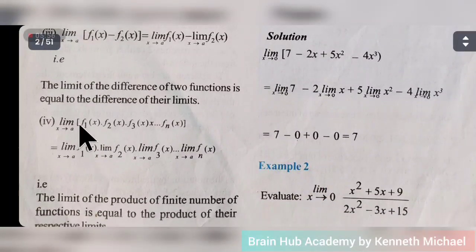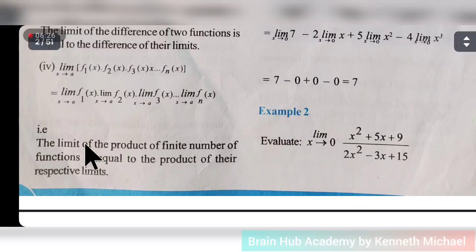So the next one is the limit of f1(x) times f2(x) multiplied down to fn(x). This limit can be the limit of f1(x) times the limit of f2(x) down to the limit of fn(x). So what it means is that the limit can be distributed over multiplication too.